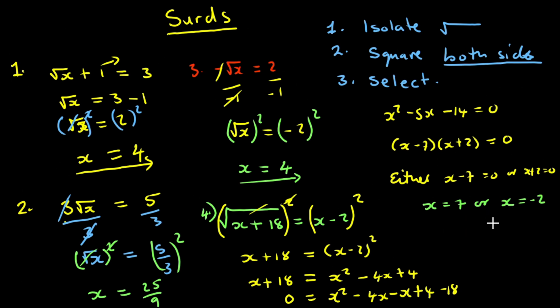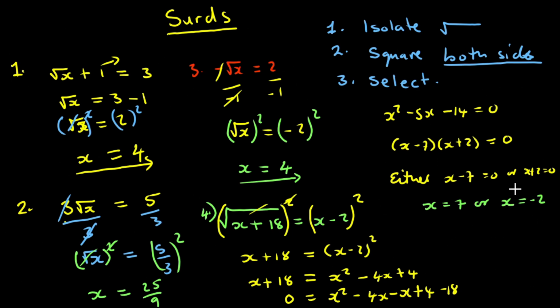When I get this, I now need to select my answer, by rejecting the one that's not going to be true. Take this, plug it into this equation and see what you are going to get. If I take 7 and put it here, I get 7 plus 18, which is 25. The square root of 25 is 5, is equal to 7 minus 2, which is still 5. So the left-hand side and right-hand side are equal.